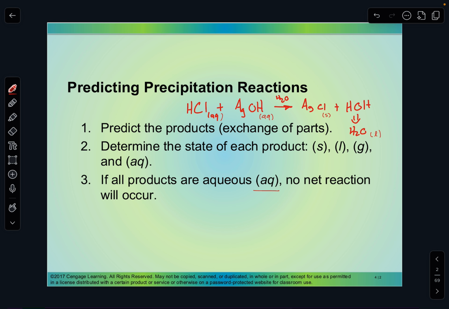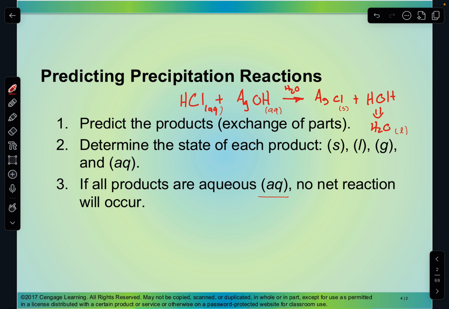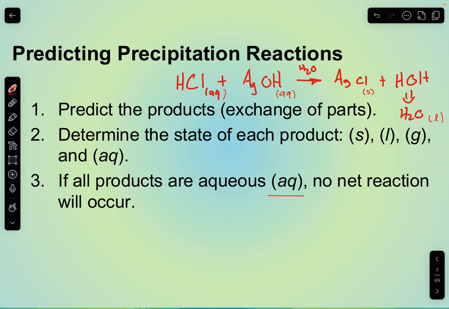If all products, this is important. This one is very important. If all of the products are aqueous, then there is no net reaction. And so that's why I wanted to, let's say that you have KI plus NaCl. These two both are alkali metals.